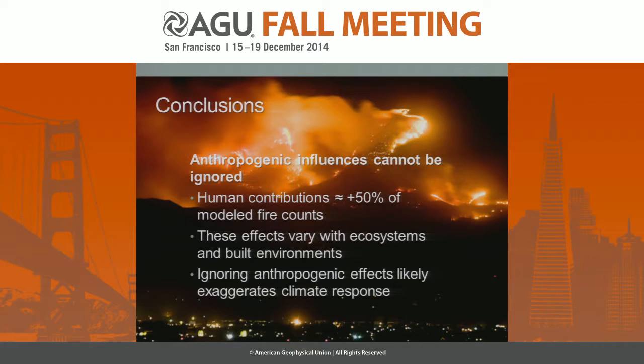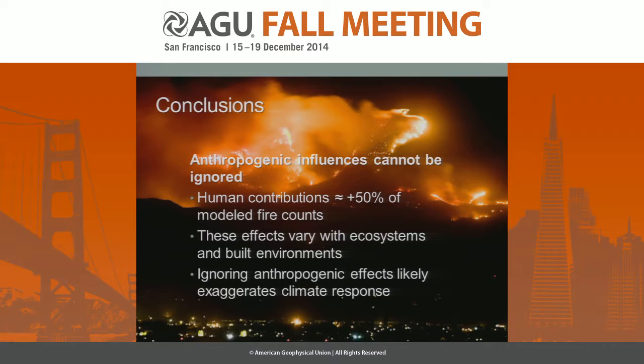So the conclusions that I'd like to bring to light are, first, anthropogenic influences cannot be ignored. I think to a certain degree they are. Many of us come from earth sciences, and we forget that climate change is a big piece of it, but also land use change and the patterns of settlement are largely what determines where ignitions happen and when. From this model, in many locations, the human contributions accounted for about 50% of total fire counts.